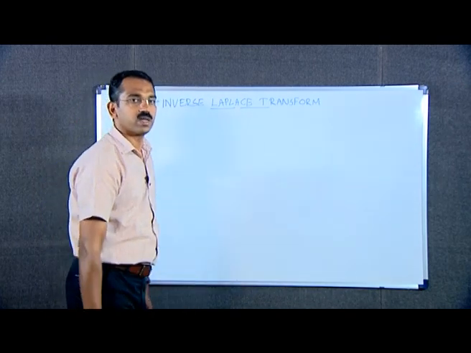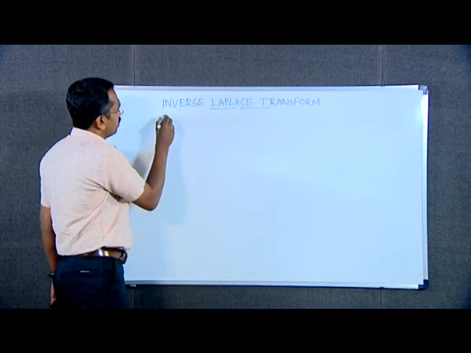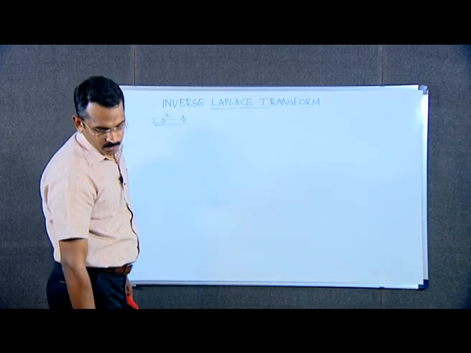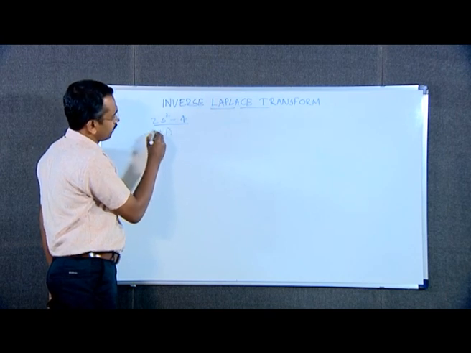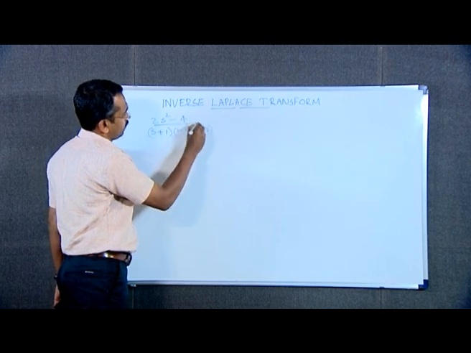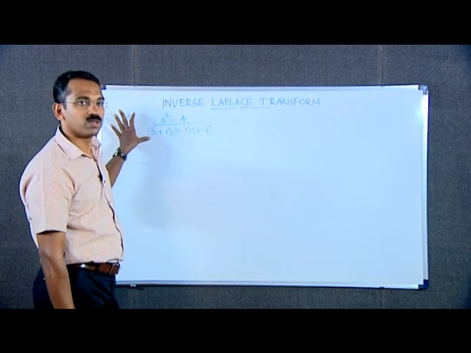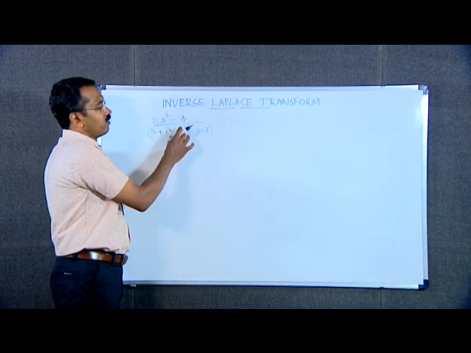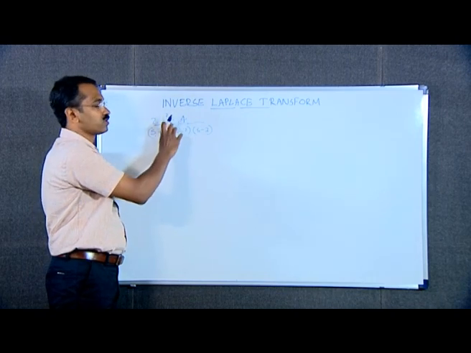Now consider another function f of s equal to 2s square minus 4 divided by s plus 1 into s minus 2 into s minus 3. We have to find the inverse Laplace transform of this function. First of all, we have to use the partial fraction method in order to decompose this function.